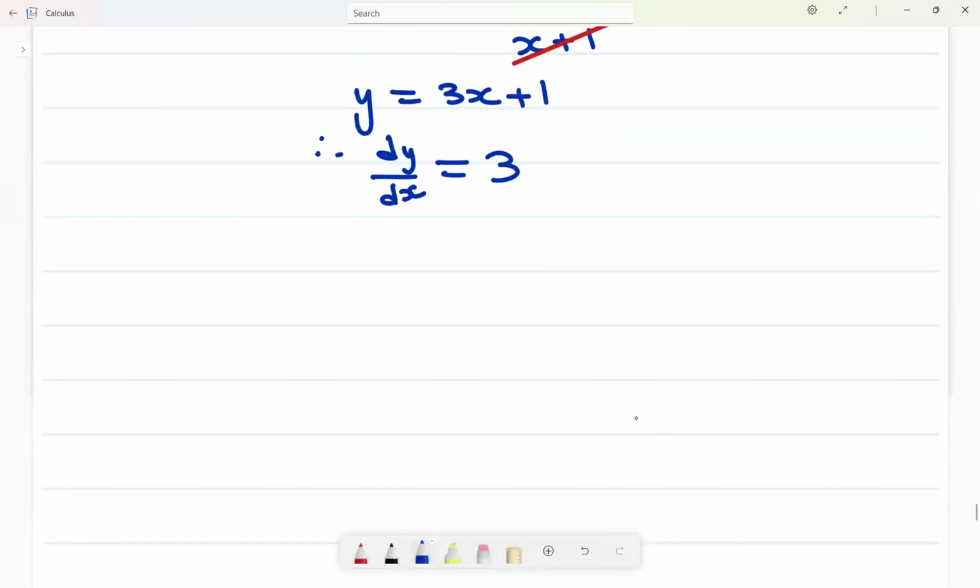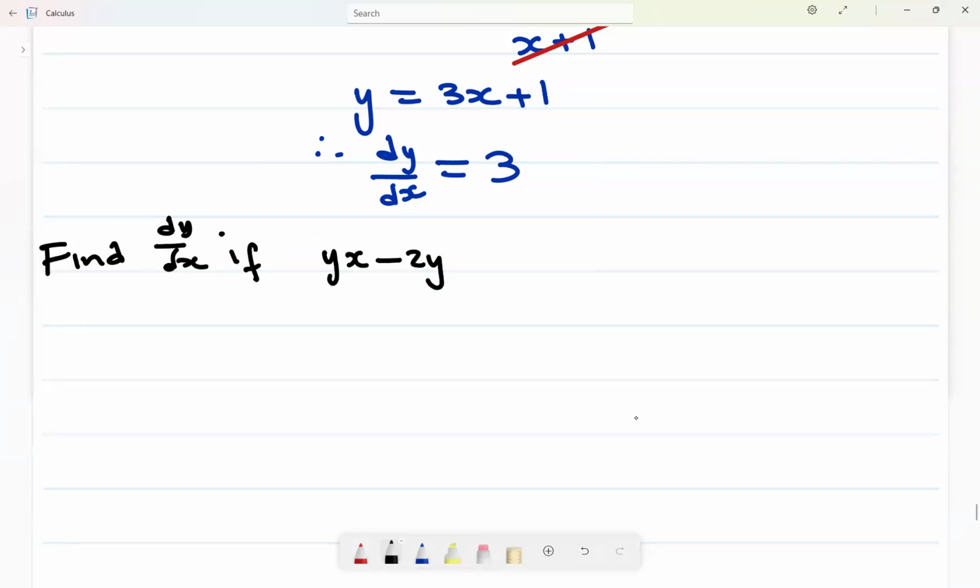Okay? Yes. Or the examiner can say, find dy/dx if now you are given, let me say, xy minus 2y is equal to now x squared minus 4.